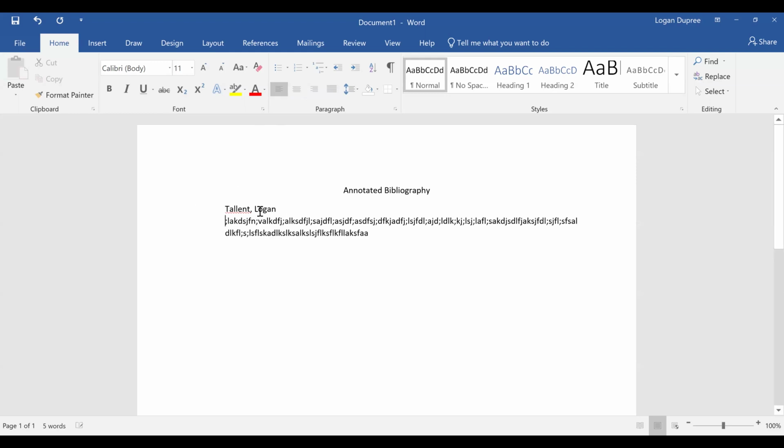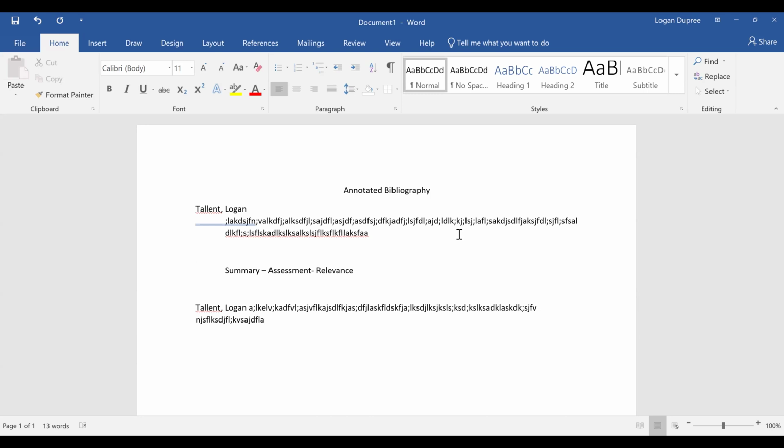I'm going to do the formatting like that. Then beneath here, I'm going to do the summary, assessment, and then I'm going to connect it, the relevance, connect it to my paper. Then I'm going to do the next citation. Same thing, put it in the correct format, and then summary, assessment, relevance. Do you see the pattern here?